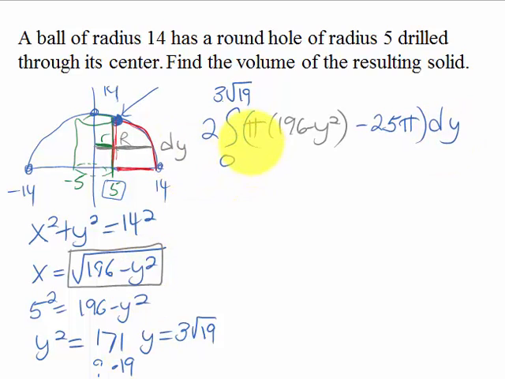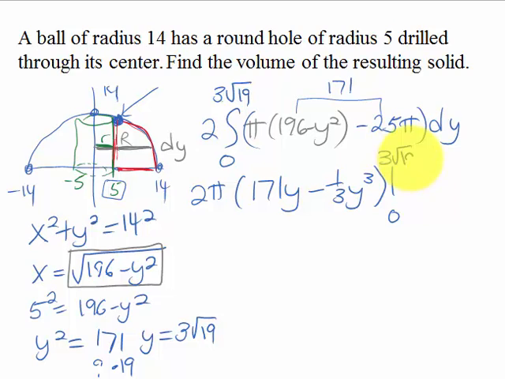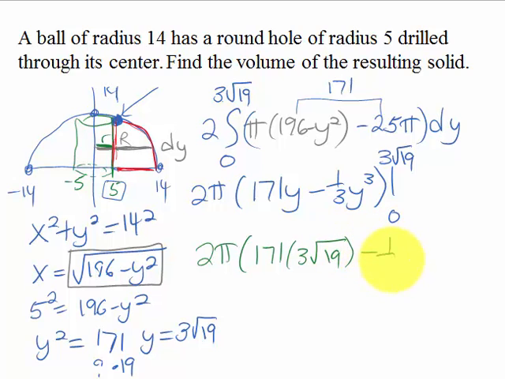Okay, let's see what we can do to work this. Let's factor the pi out. So I've got 2 pi here, and actually then I can combine these two and get 171. When I integrate that, that's going to be 171y. And then I can integrate the minus y squared, minus 1/3 y cubed, and we need to evaluate that from 0 to 3 square roots of 19. Now we still have our 2 pi out in front. This would be 171 times 3 square roots of 19 minus 1/3, and then I've got 3 square roots of 19 cubed, and then when we use our lower limit, that's just going to be 0.